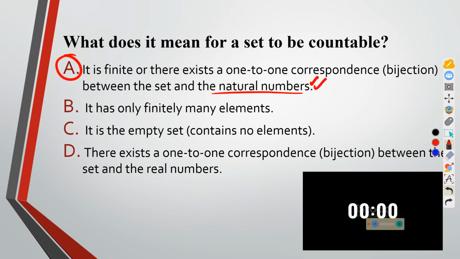It has only finitely many elements. That is not basically complete. It is the empty set. Still, this is some case for a countable set. There exists a one-to-one correspondence, bijection, between the set and the set of real numbers. This is completely out. So the one that is complete is that it is finite, or there exists a one-to-one correspondence between the set and the set of natural numbers. So that is the correct option, and I hope that is the option you got as well. So let us look at the second question.